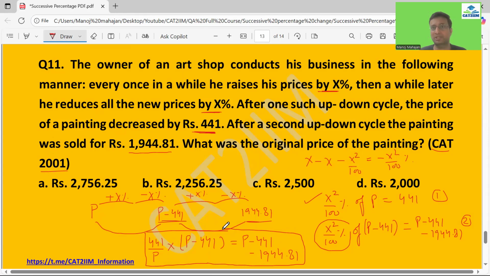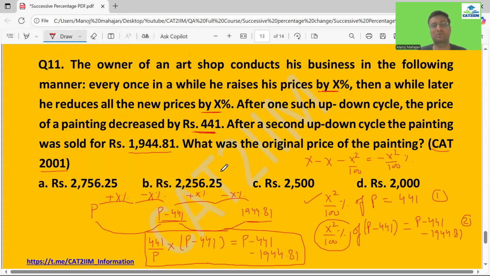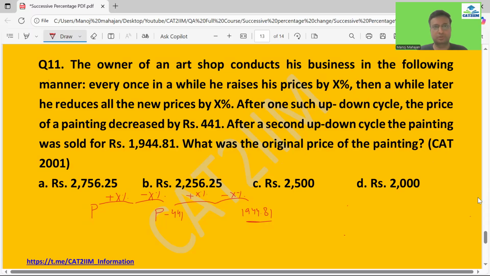We are going to use a logical and option-based approach. Let's see how. Now, why CAT people have given you such a question, I'll tell you the reason. Because they wanted you to use the logic way and the options. So let's look at the option-based approach out here.